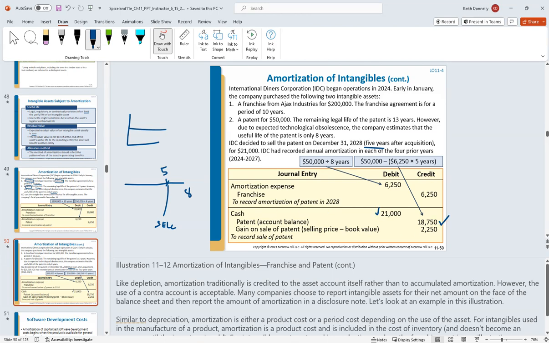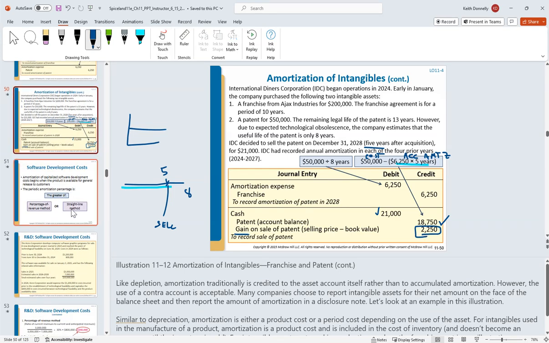We got to get the patent off the books. Credit patent, what it'll be is essentially the cost, right? What we paid minus the accumulated amortization, right? All of that amortization up until that 5-year mark. We got to get it up to where it needs to be. The difference here, right? It could be a gain or loss, but we're going to plug it here for a gain because it's a credit.